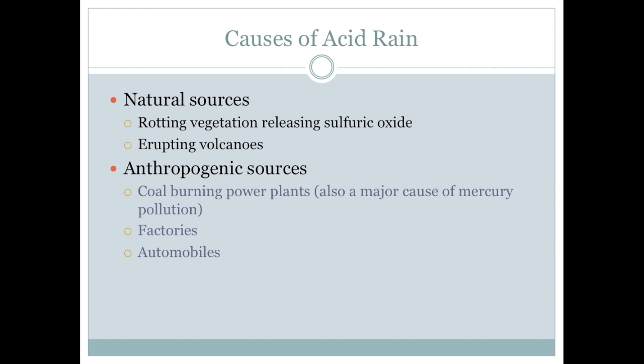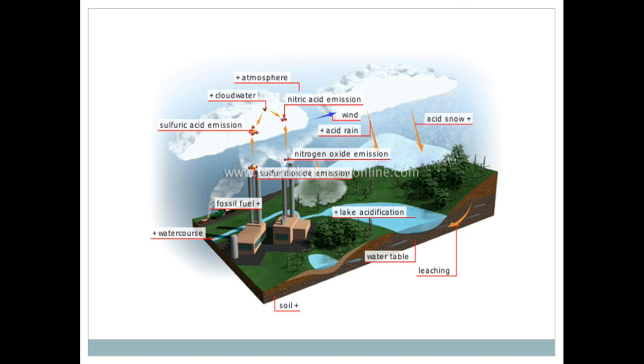Acid rain can come from natural or anthropogenic sources. Natural sources of acid rain are rotting vegetation, which releases dimethyl sulfide, and erupting volcanoes, which release sulfur dioxide. Anthropogenic, or human-caused, sources of acid rain revolve around the burning of fossil fuels. The largest source of man-made acid rain is coal-fired power plants.